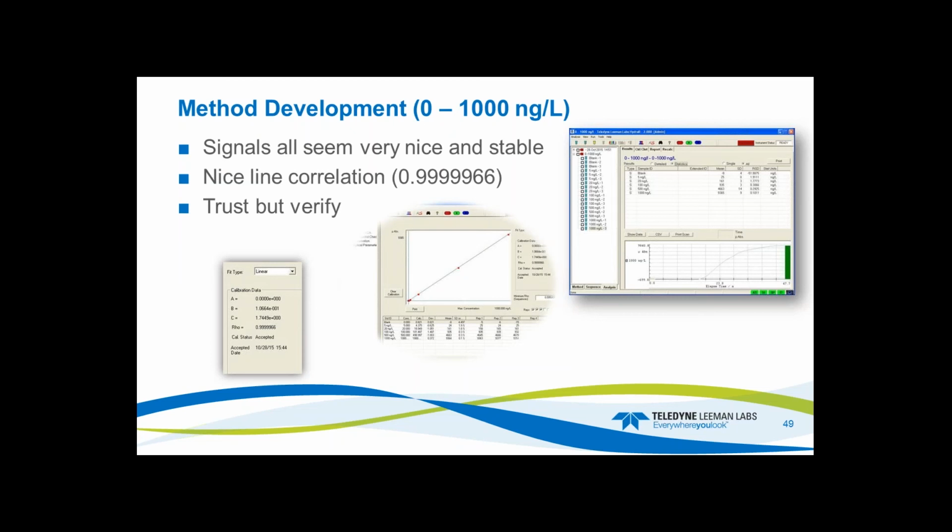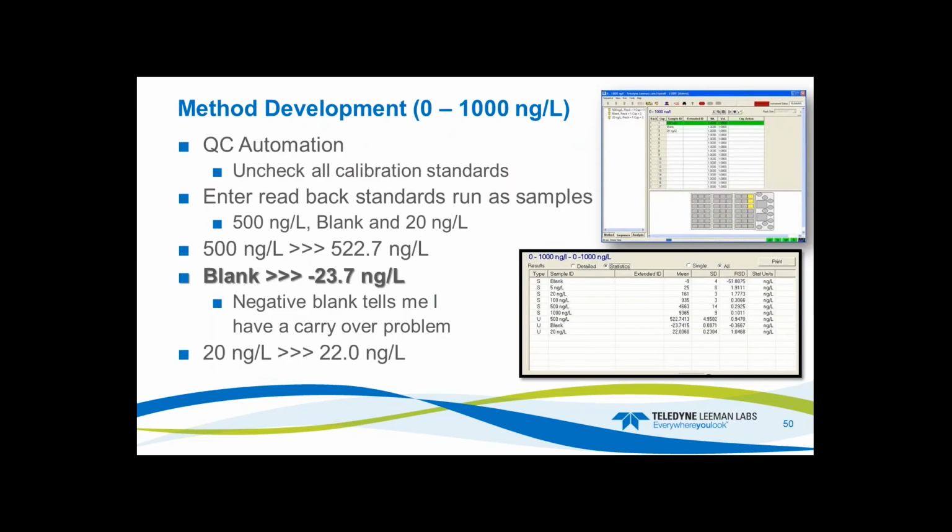So how do we do that? We're going to read back some of the standards and check them against the curve. So uncheck the QC automation, because if you don't uncheck them and you run a new sequence, it'll do the calibration again. I navigate back to the QC page on the method user interface, uncheck those standards, and then enter the readbacks as samples.